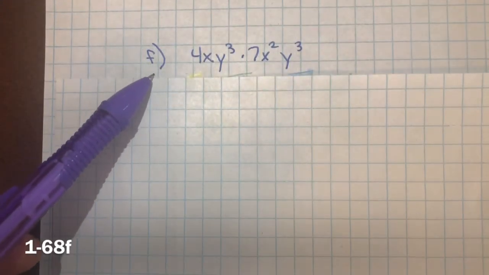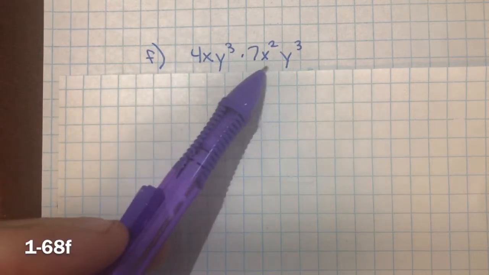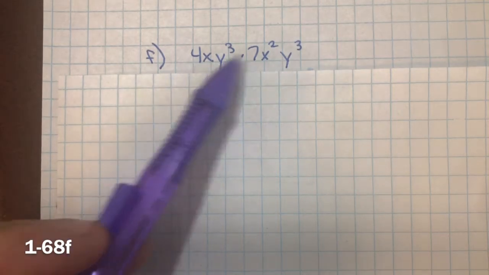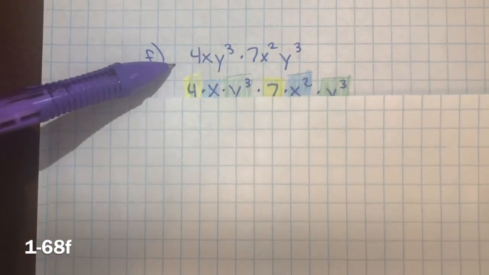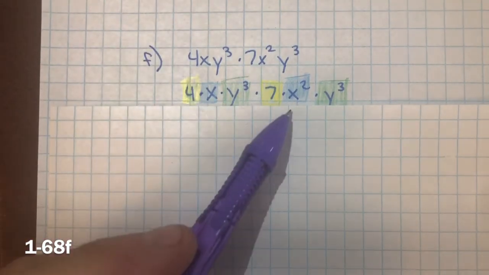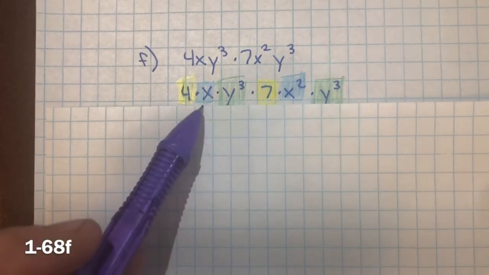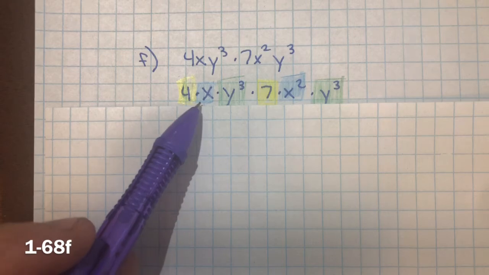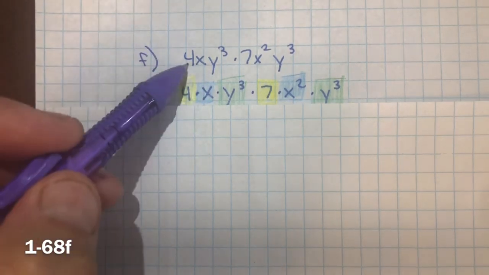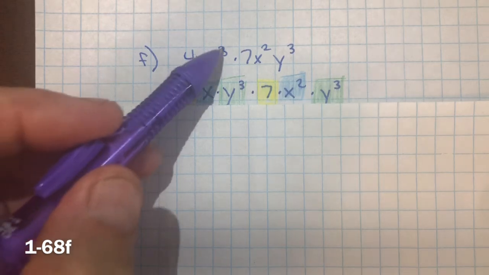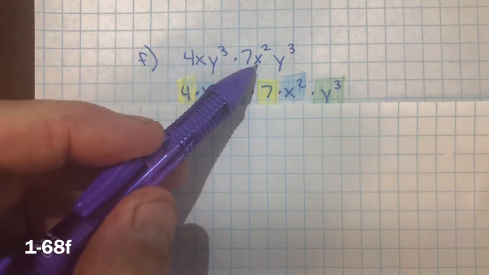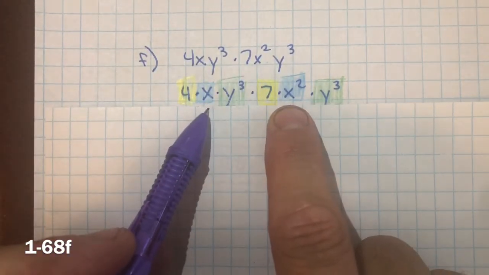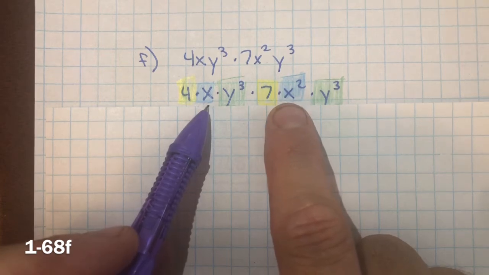Problem 168F. We're simplifying this expression, and we simplify by combining like terms. So we need to identify which terms are like terms. Well, if you have the same base, when you're multiplying, those are like terms. So we can combine, because all of these are multiplying. This is 4 multiplied by x multiplied by y to the 3rd multiplied by 7 multiplied by x to the 2nd and multiplied by y to the 3rd. So we can multiply these two because they have the same base.